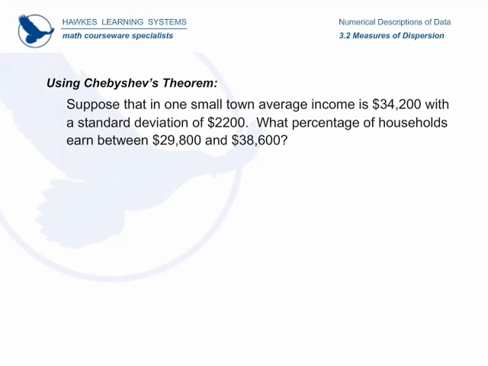Let's take a look at how we can use Chebyshev's theorem with an example. Suppose that in one small town, average income is $34,200 with the standard deviation of $2,200. So we want to find out what percentage of households earn between $29,800 and $38,600. So let's see how we would find that using Chebyshev's theorem.